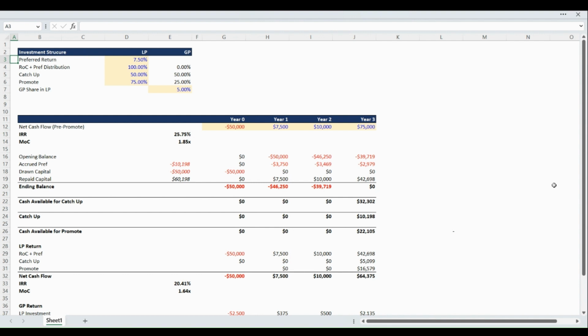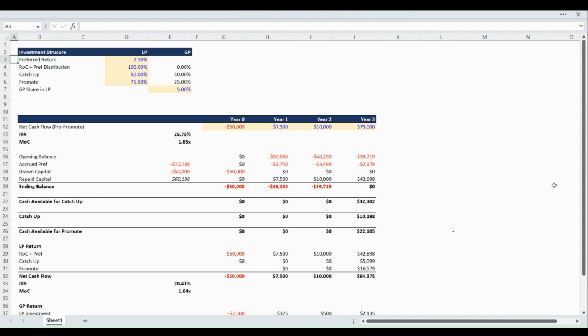The final input within the investment structure section is for the percentage ownership of the general partner within the limited partner. Limited partners typically want to invest with general partners that have aligned interest and skin in the game through co-investment, rather than just gathering fees with no capital at risk. In this example, we are using a 5% general partner ownership of limited partnership shares.